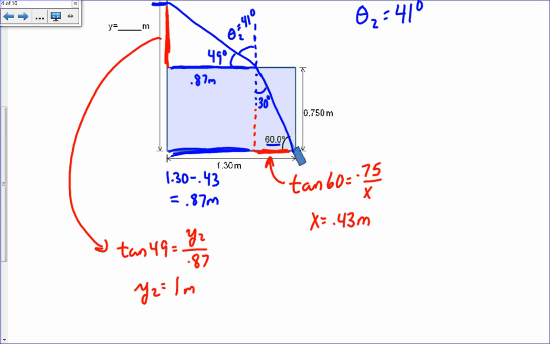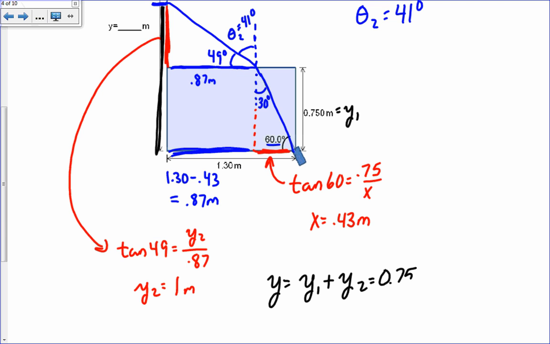All right, now I want to know the total height. That is this total distance right here. And y is going to equal y1 plus y2, where I'm letting this value be y1. So that's 0.750 plus 1 meter, which is 1.75 meters. And that's the answer.